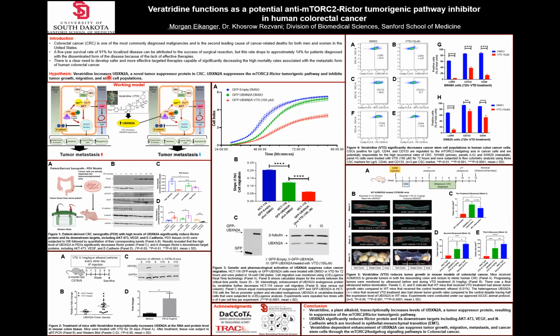This study focuses on Veratridine, a lipid-soluble alkaloid that's extracted from lilac plants. VTD can transcriptionally increase a ubiquitin-like molecule, UBXN2A, that functions as a tumor suppressor protein in colorectal cancer. In this study, I used a set of in vitro and in vivo experiments to show that VTD-dependent induction of UBXN2A can target metastatic characters of colon cancer cells, including tumor growth, migration, and stem cell populations.